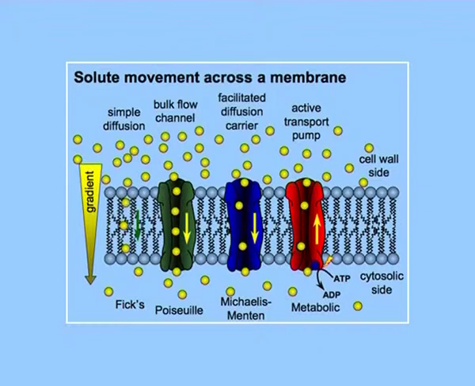The downhill movement of a substance from a region of higher concentration to lower concentration is a passive process driven by the concentration gradient. There are two types of passive movement: facilitated diffusion, which is carrier mediated, and simple diffusion, which is not. The uphill movement of a substance, that is movement from lower to higher concentration, is referred to as active transport and requires the expenditure of metabolic energy.